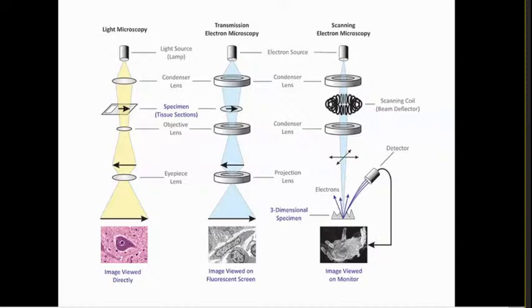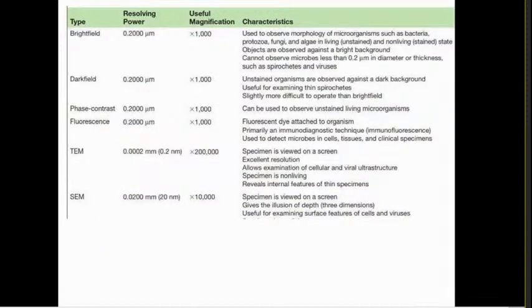Based on the resolution, they definitely ask one question in the CSIR examination. It's a very, very important thing. For bright field, the resolution is 0.2 micrometer at 1000x magnification. Dark field has the same 0.2 micrometer. Phase contrast and fluorescence microscopy also have the same resolution: dark field, bright field, phase contrast, and fluorescence all have 0.2 micrometer resolution. But SEM and TEM differ greatly from that.